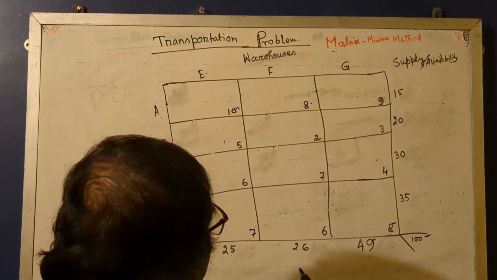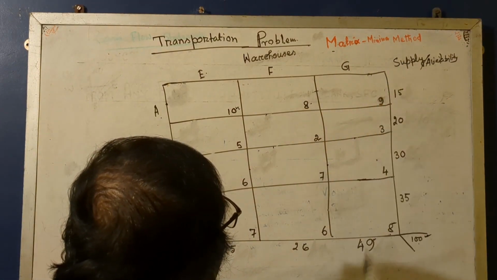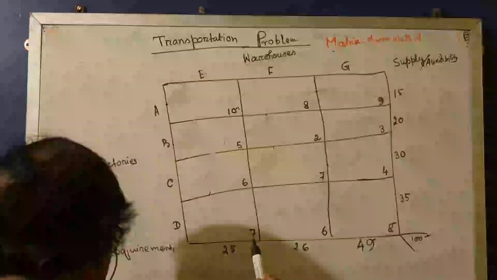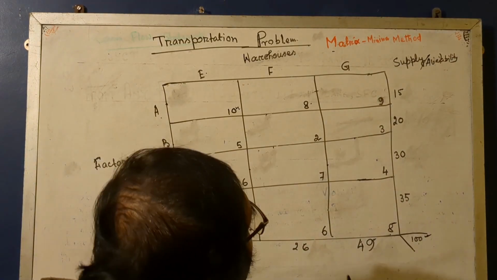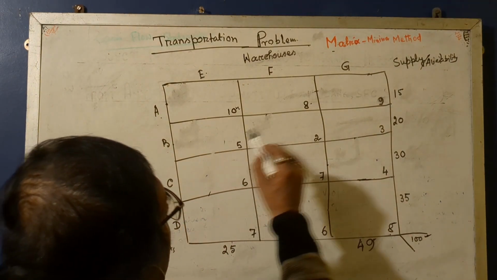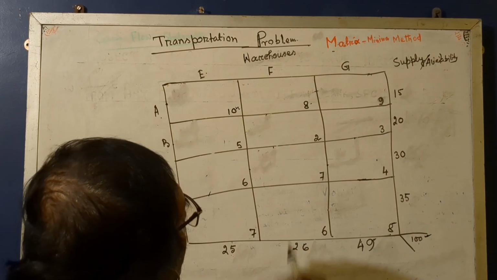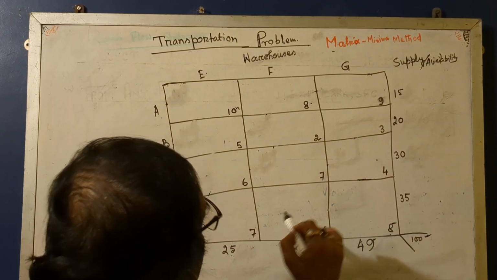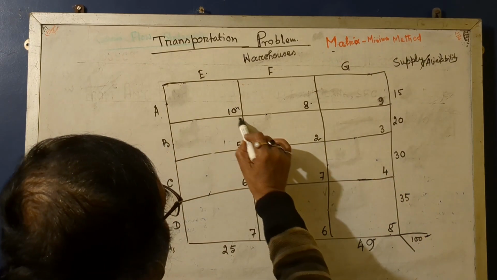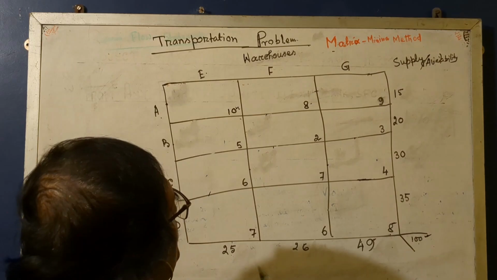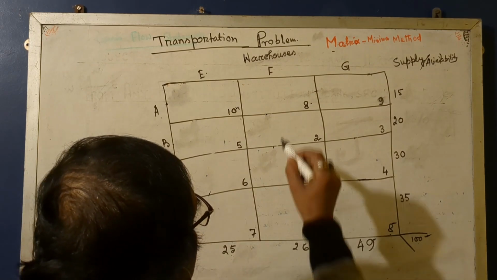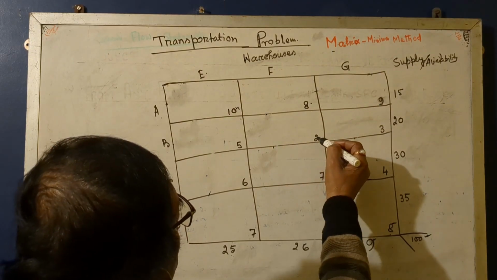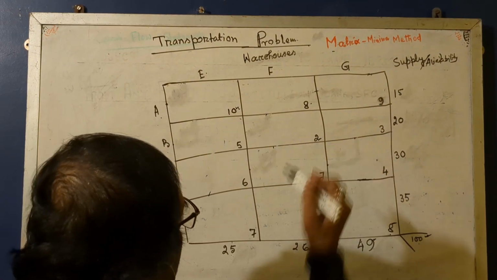Now, with the help of the matrix minima method, I have to find the initial basic solution. How will you do it? See, I will start. You check the least cost from the transportation table. Transportation costs 10, 8, 9, 4, all these. Which is the least one? That is the matrix minima, which means the least cost in the matrix. In this case, 2 is the least cost.